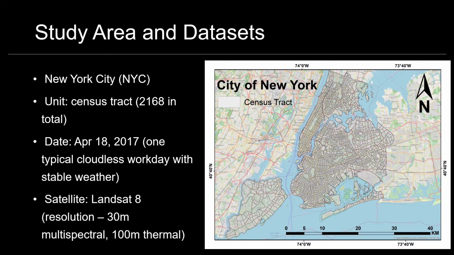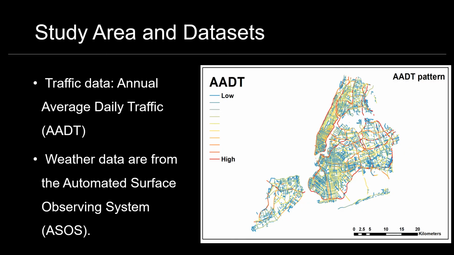And the data we used are the satellite data product from Landsat 8. Traffic counting data is called the Annual Average Daily Traffic (AADT), downloaded from the New York State Department of Transportation. The corresponding weather data are from the Automated Surface Observation System.